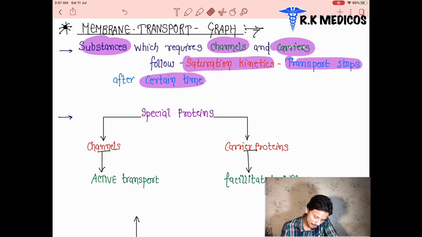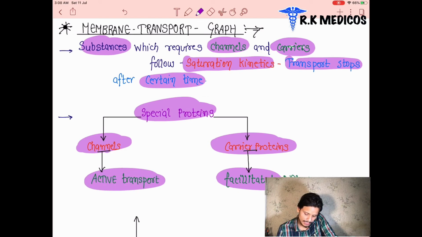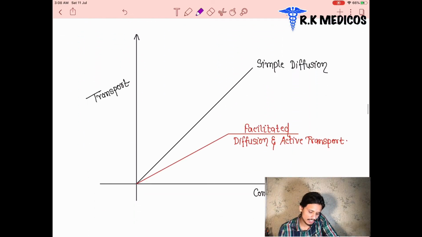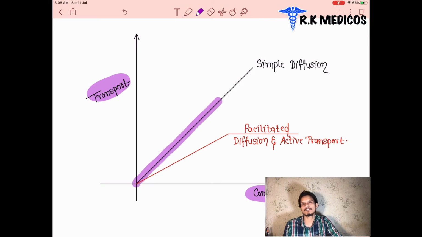The special proteins are working in the channels and in the carrier proteins. Carrier proteins are basically called facilitated diffusion. We already discussed that in channels, active proteins are working. We can see this graph. Here is any concentration we have taken, and different types of transport are working. Suppose that in simple diffusion the concentration is increasing, the transport activity will also increase. As the concentration increases, the transport increases because it works from higher concentration to lower concentration. Next point, facilitated diffusion.